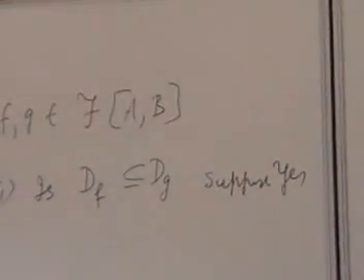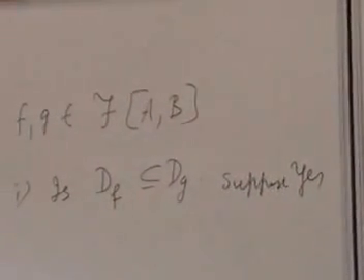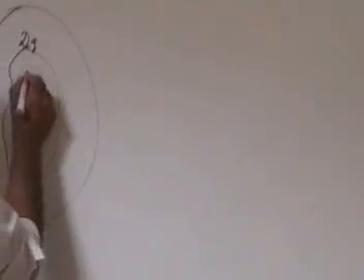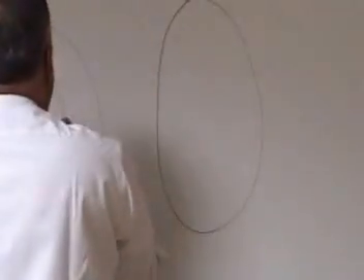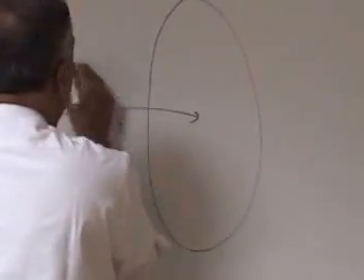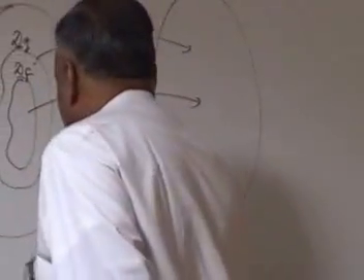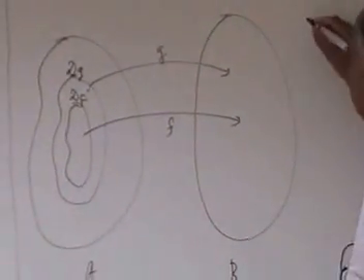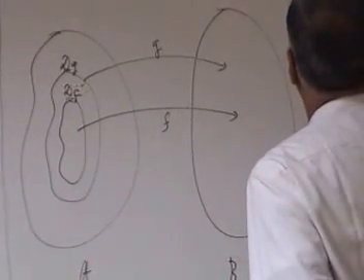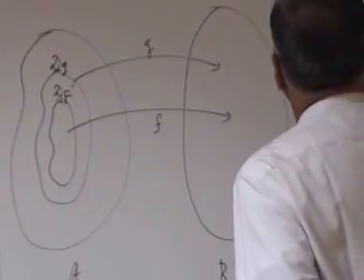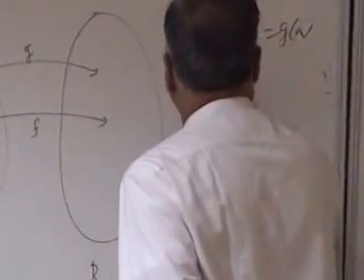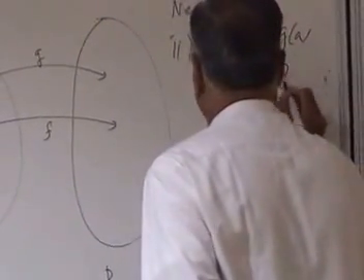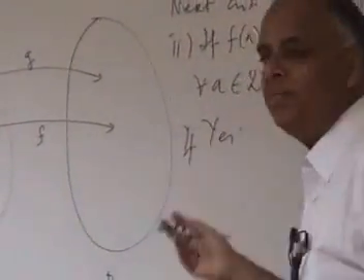then the picture will look like this. This will be DG, inside will be DF, because DF is contained in DG. Then F takes you from here to there and G takes you from there to there. Now in this portion, both F and G are taking things to B. So now we ask the next question: is F(a) equal to G(a) for every a belonging to DF?